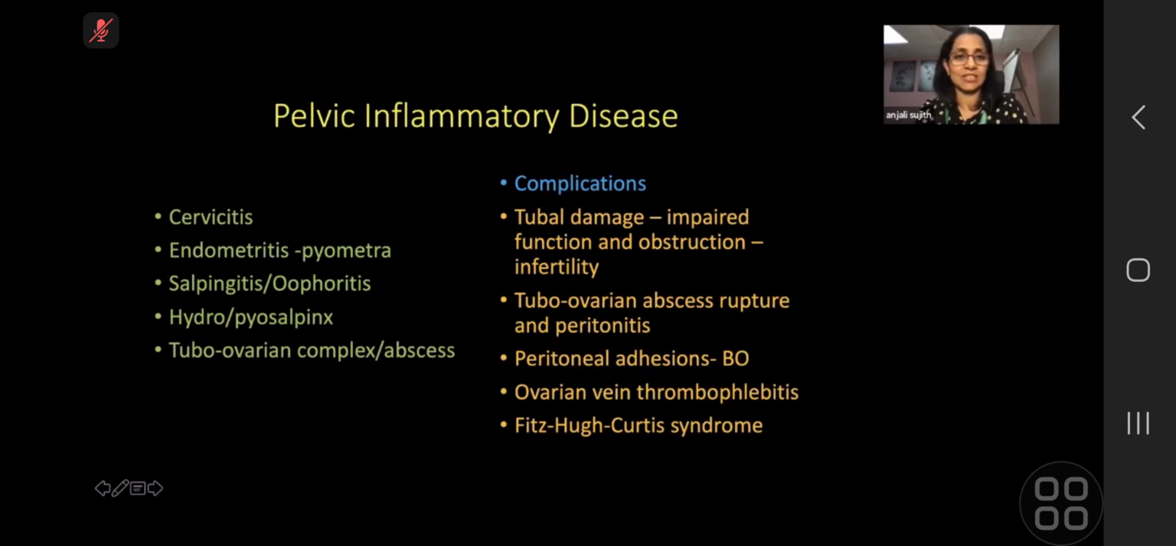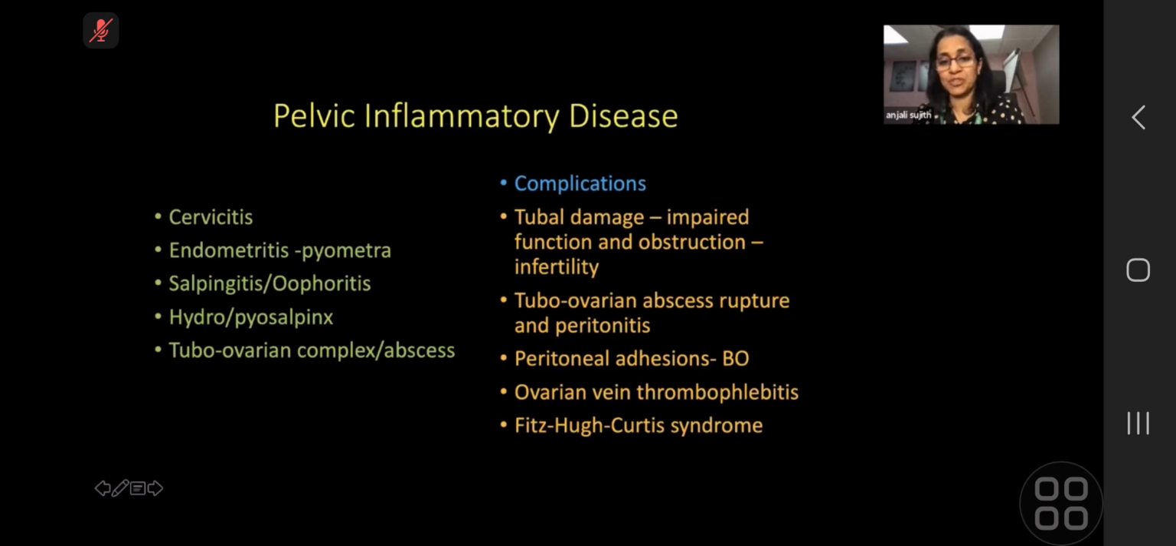Pelvic inflammatory disease is a broad spectrum of infection and inflammation affecting the female genital tract. Most commonly, it's an ascending infection, starting from the vagina, with cervicitis, endometritis, salpingitis, or oophoritis, resulting in pyosalpinx or a tubo-ovarian abscess. It can result in complications, most commonly impaired tubal function, obstruction, hydrosalpinx, and infertility.